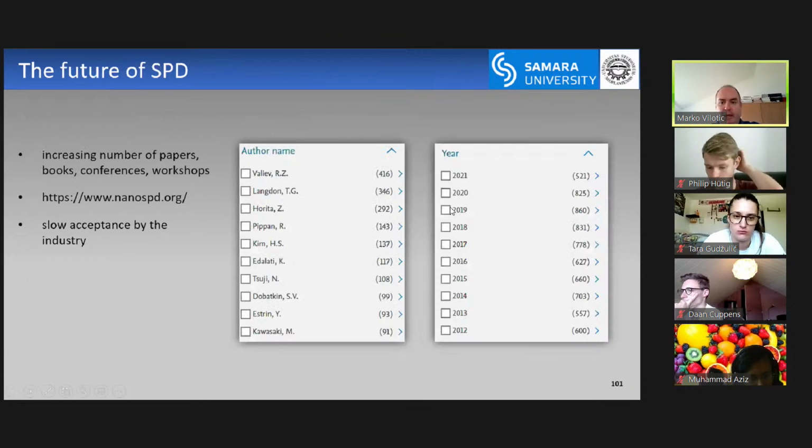I can show you here the number of research papers that deal with SPD is increasing year by year. So in 2012, it was 600 papers. In 2020, it was 825. I would guess it will be even higher, but because of coronavirus, there are some difficulties for the scientists, and generally for everybody, not just the scientists.